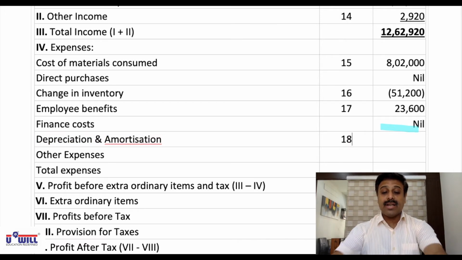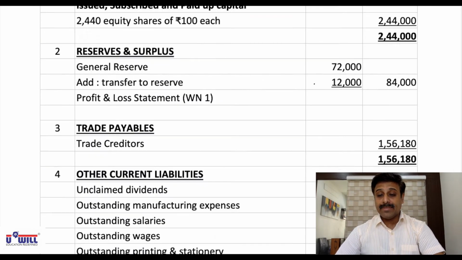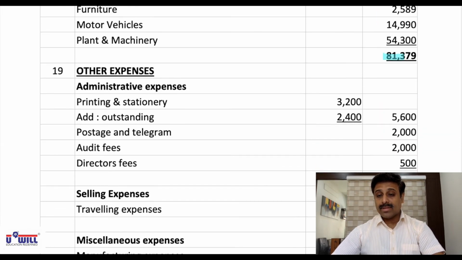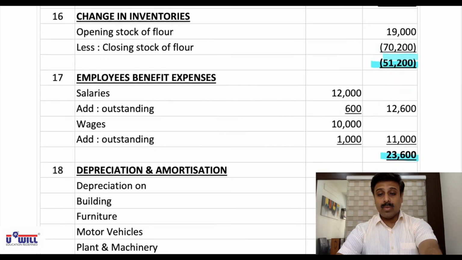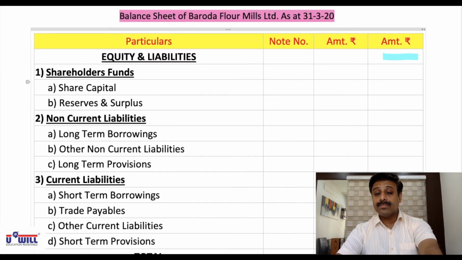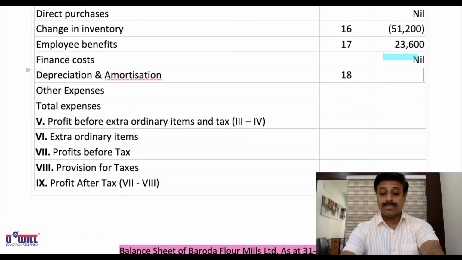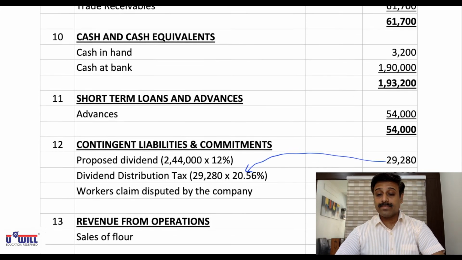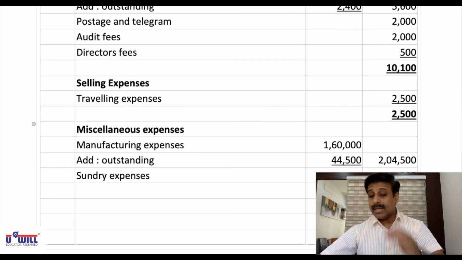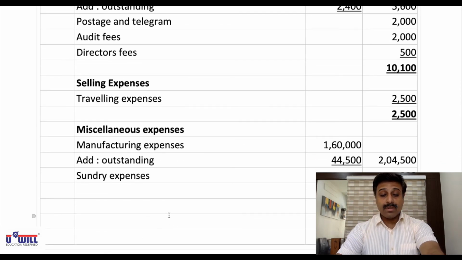Then depreciation and amortization, note number 18, 81,379. Then other expenses, note number 19. Other expenses total is remaining to be done. Total other expenses.